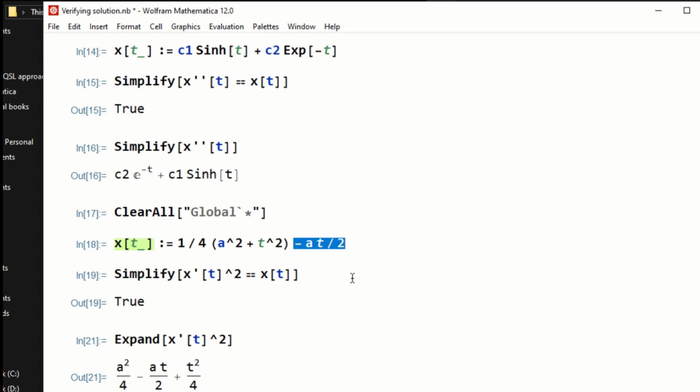So you can use Mathematica to verify the solutions or to find the solutions of differential equations.